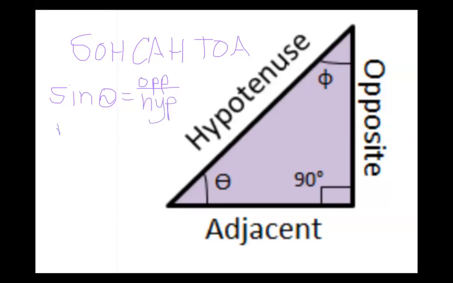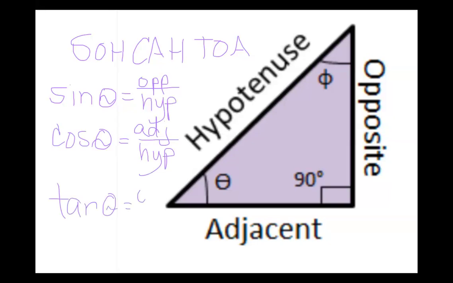The cosine theta is the adjacent over hypotenuse. And tan theta equals opposite over adjacent. All right, so we'll talk about what these things mean.